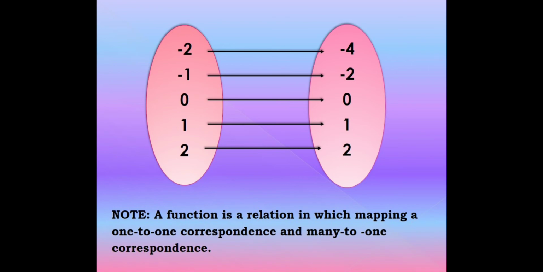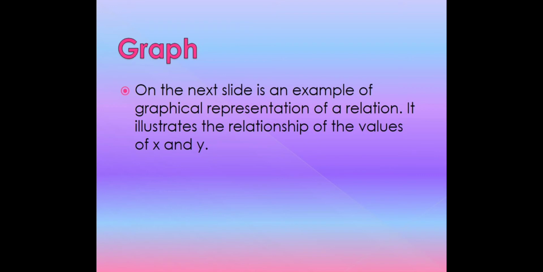Take note, a function is a relation in which the mapping is a one-to-one correspondence or many-to-one correspondence. Let's have now the fourth representation. The fourth representation is what you are familiar with, which is the graph. In graphing, you are familiar with this because it is a first quarter topic. So a relation can be represented by a graphical representation. It illustrates the relationship of the values of x and y.